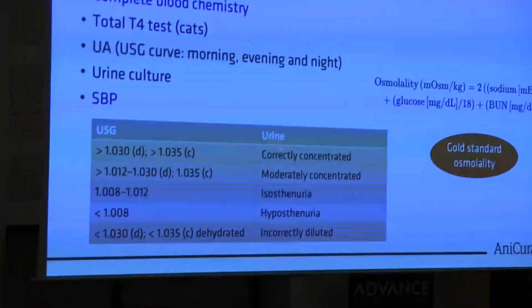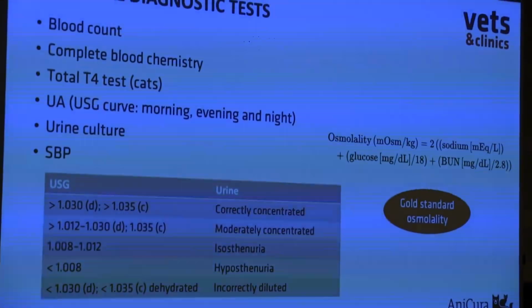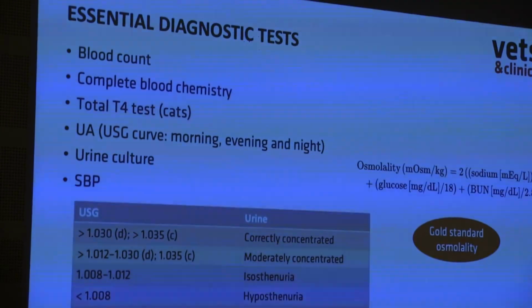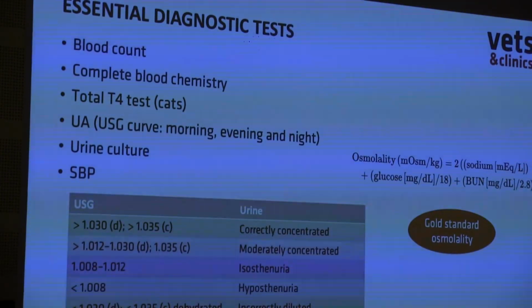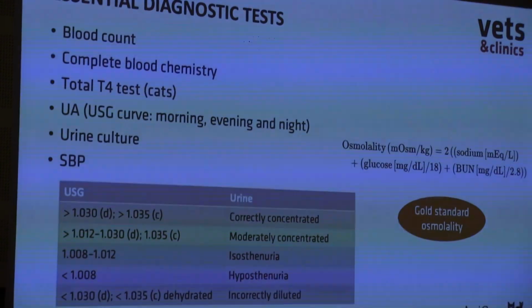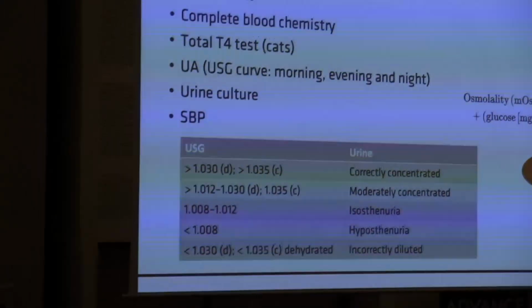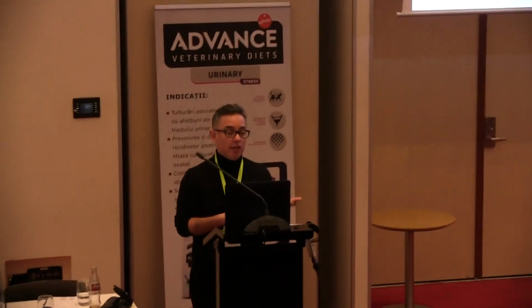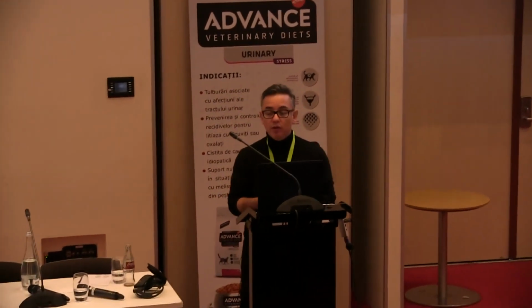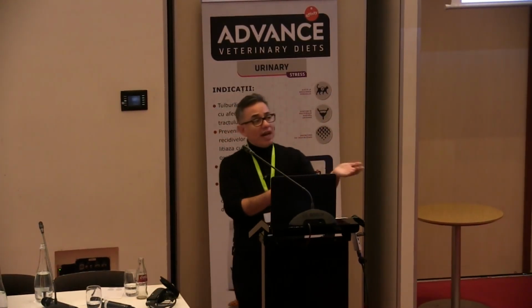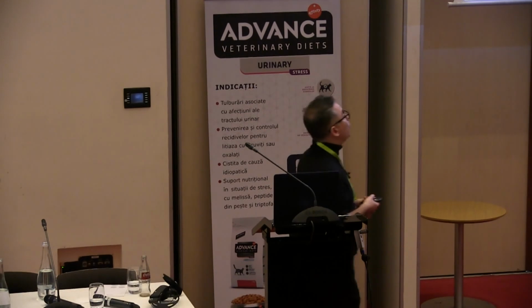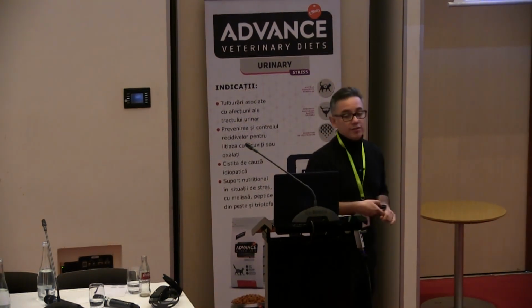Okay, how could we call the urine according to the number obtained in your urinary specific gravity? This is the correct classification. In dogs over 1.030, and in cats over 1.035, we call the urine adequately concentrated, okay? Between 1.012 and 1.030, we call it moderately concentrated, and between 1.008 and 1.012, that is isosthenuria, where the plasma osmolality is the same as the urine osmolality. And below 1.008 is when we call it hyposthenuria.